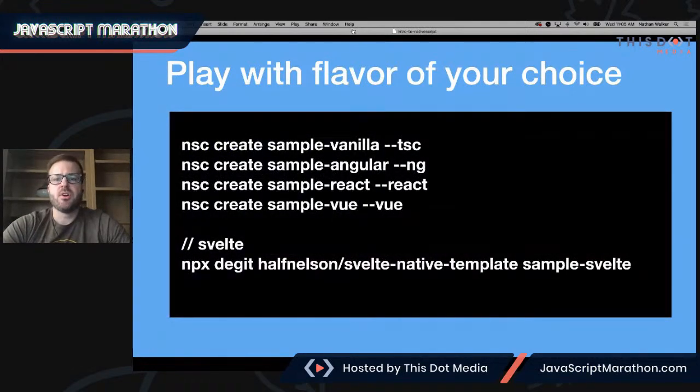In addition, there are flags as well. So when you create any app with NSC, you give the name of the app, and then --tsc is the TypeScript version, --ng is the Angular version, --react, --vue. And right now, today, you can actually try the Svelte flavor by using this npx degit command that will install and set up a Svelte sample.